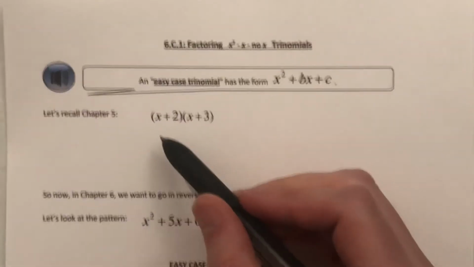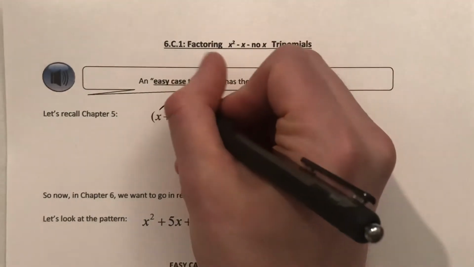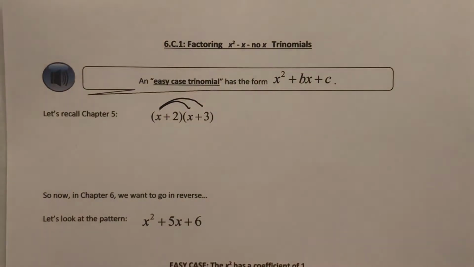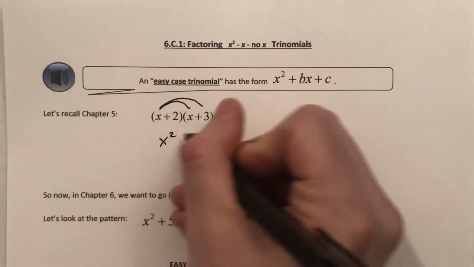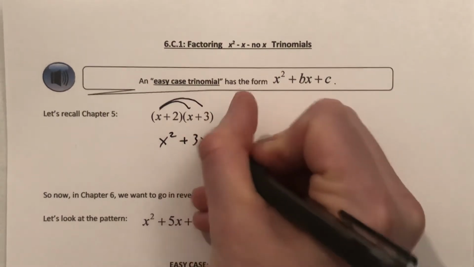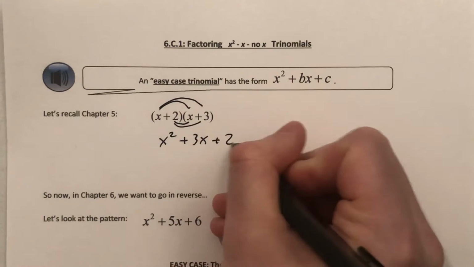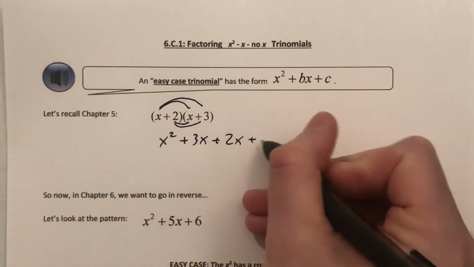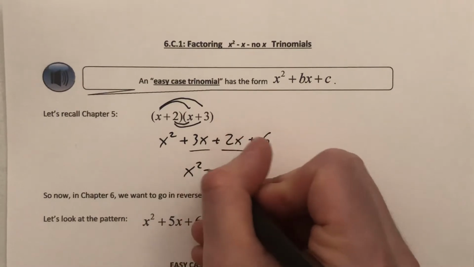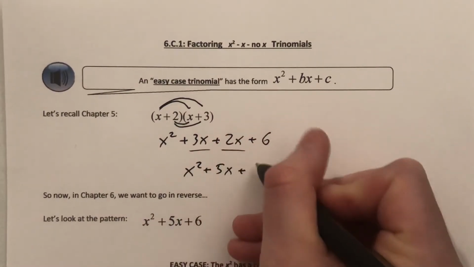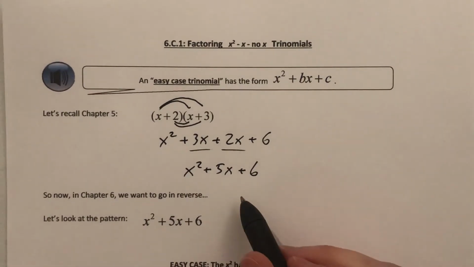But real quick, let's just revisit a chapter 5 question. If we saw that question in chapter 5, we know we would draw our arcs from every term of the first polynomial to everything in the second. So we get x times x is x squared, x times 3 is 3x. Then same with the 2. 2 times x is 2x. 2 times 3 is 6. And then we would combine some like terms there in the middle to end up with that as our final answer. X squared plus 5x plus 6.